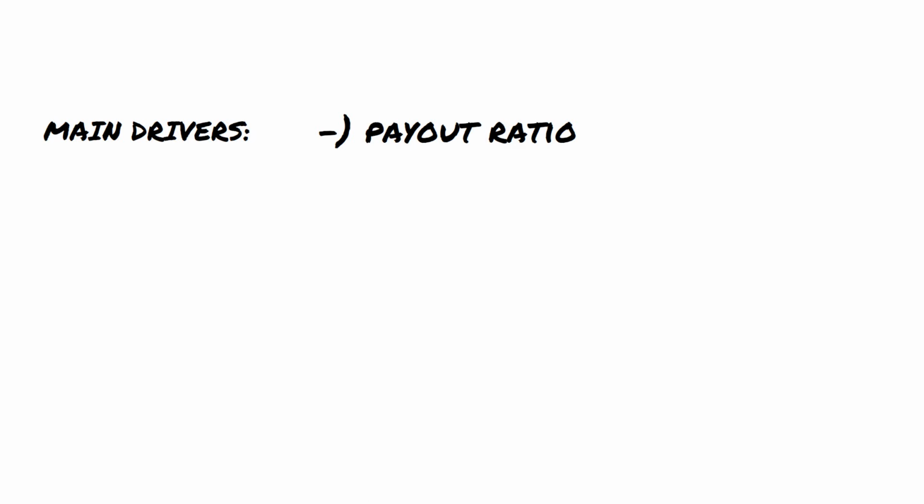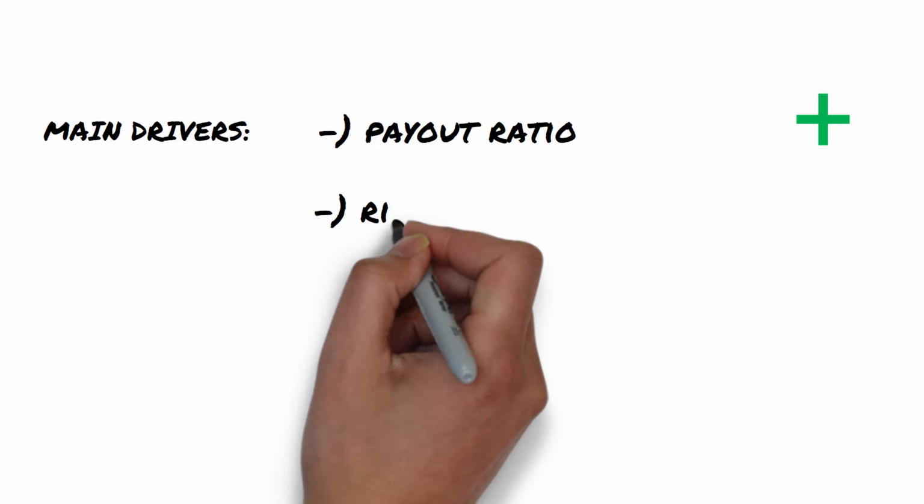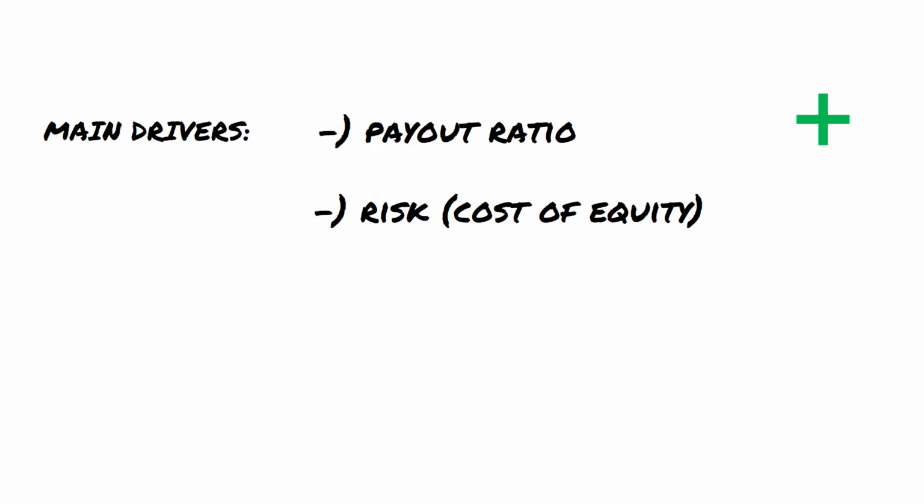In terms of main drivers that determine the multiple, we have the payout ratio, which is positively correlated with the multiple because the more dividends a company is paying, the more expensive the company has to be. The cost of equity is negatively correlated with the P/S because the riskier the company, the lower the price the investor should expect to pay.